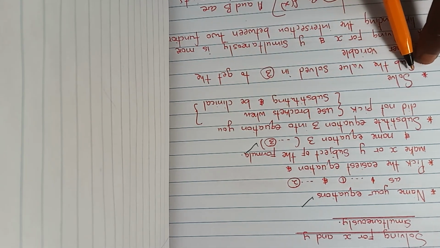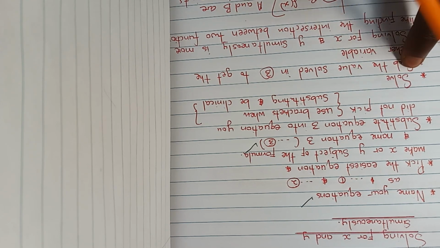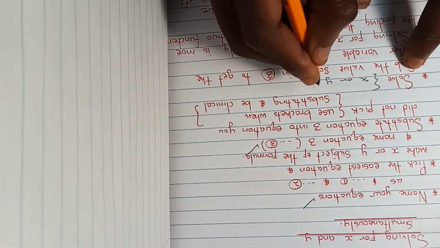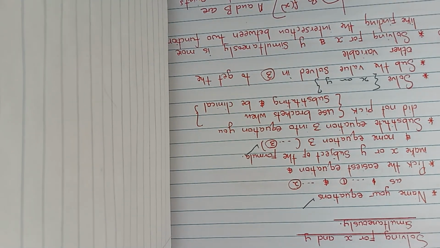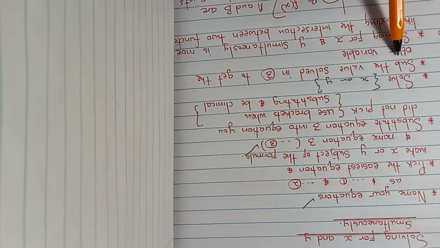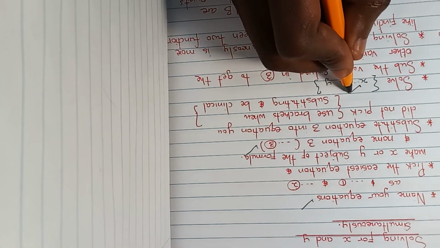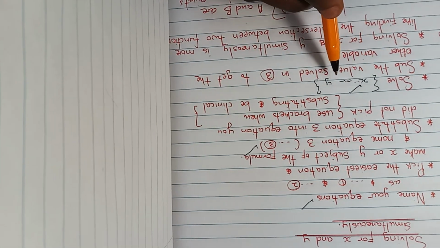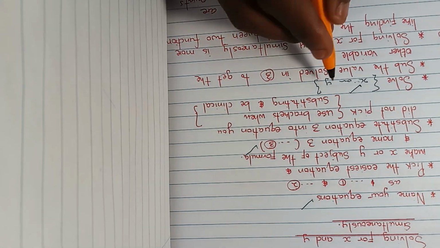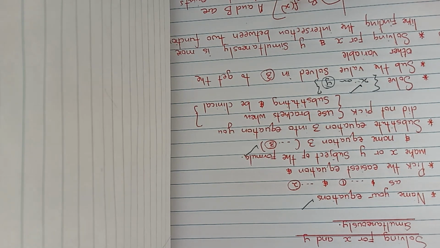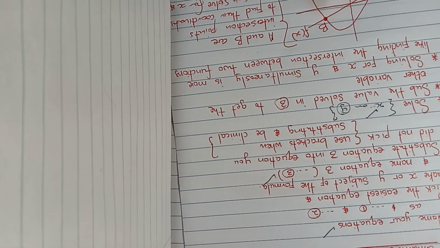And then the fourth point is solve. It's either you are solving for x or y first. And then you substitute the value that you solved here. Let's say you solve for x. You substitute this value into equation 3 to solve for y. And then lastly, this is important.